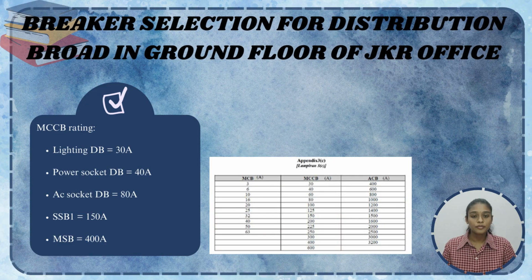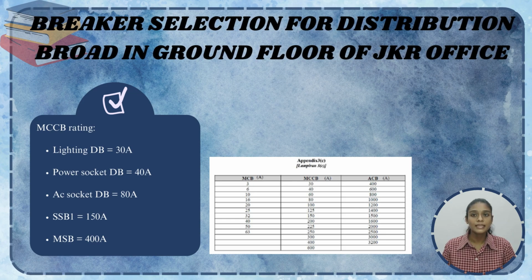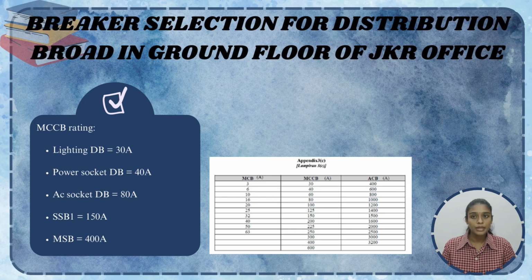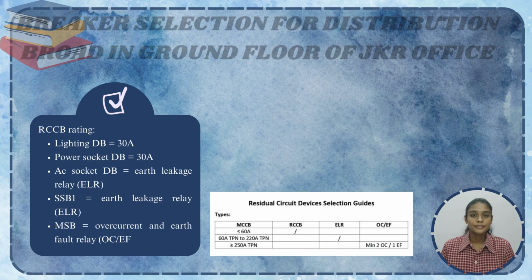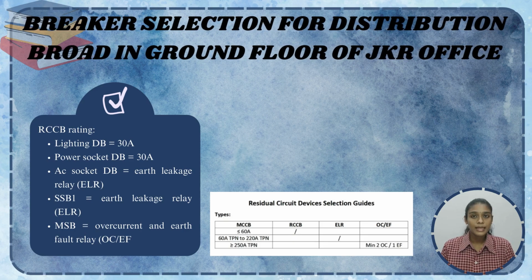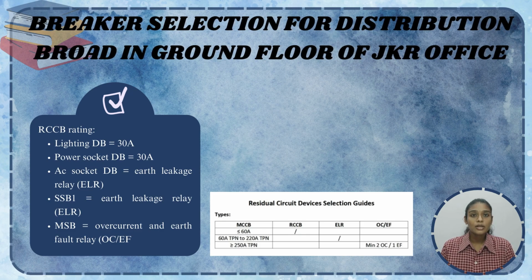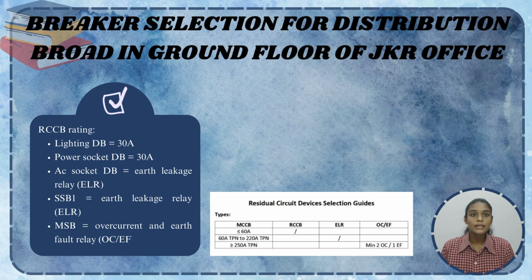At the ground floor office, the MCCB rating for the lighting DB is 30 ampere, for the power socket DB is 40 ampere and for the aircon socket DB is 80 ampere. The MCCB rating of SSB1 is 150 ampere and for MSB is 400 ampere. The RCCB for both lighting DB and power socket DB is 30 ampere. For the AC socket DB and SSB1, earth leakage relay (ELR) had been selected.